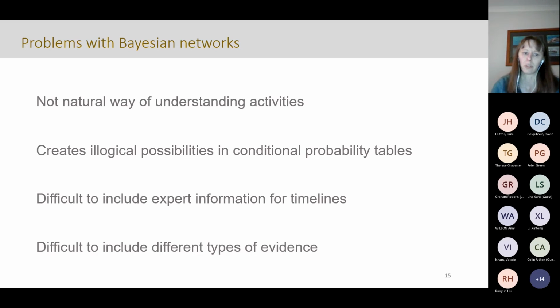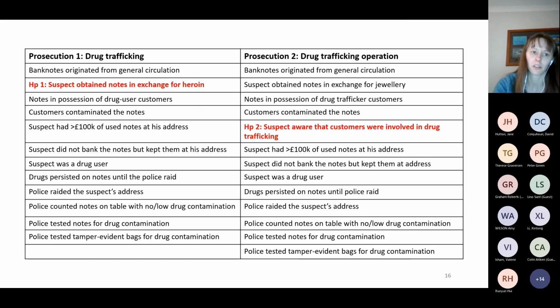Sometimes illogical possibilities have to be catered for, where you've got conditional probability tables in a network like this. And it's difficult to include some types of evidence. So we thought about different ways that we might model this problem, perhaps by using a timeline rather than a Bayesian network. So we went back to the start and started again. And we thought about the different propositions that might be put forward by the prosecution. And then we thought about the order that they would say different events in the Stephen Compton case happened in.